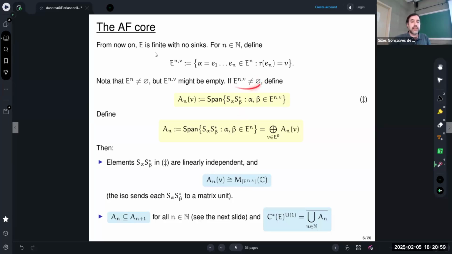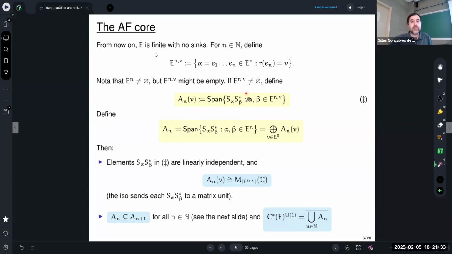If for some n and v this is not empty, then you can define an associated subalgebra of your graph system algebra, in fact of the core, as follows. A_{n,v} is by definition the span of monomials s_alpha s_beta star, such that alpha and beta are in this set, having length n and ending in the vertex v. So since the length is n for both paths, this is in the zero-degree part, in this C-star subalgebra.